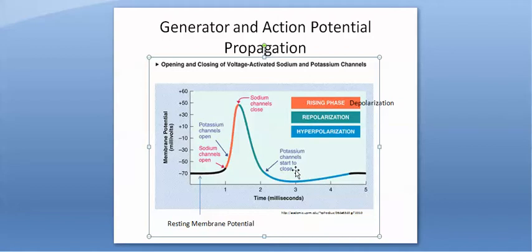But there's this time called the relative refractory period, or hyperpolarization, where you're not going to be able to fire another action potential. You actually get more kind of over. You become too negative inside of the cell.